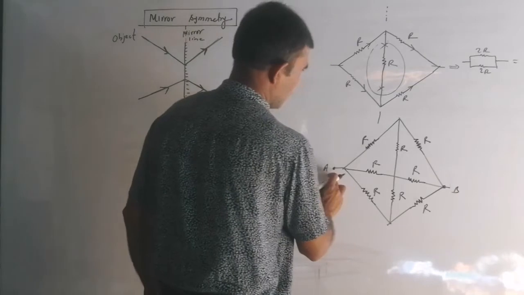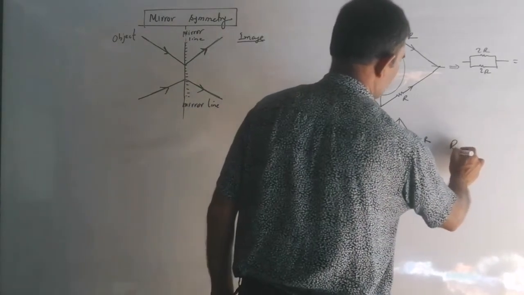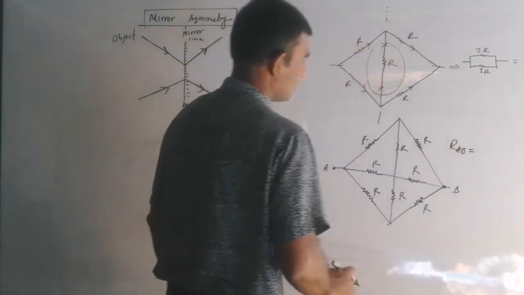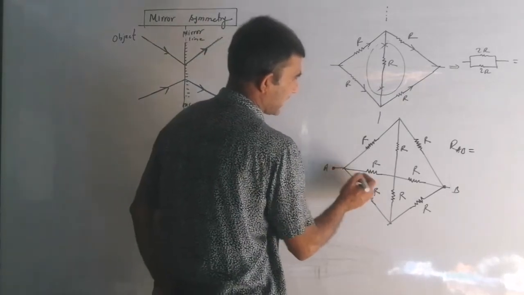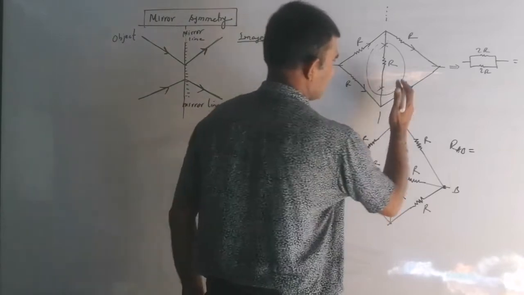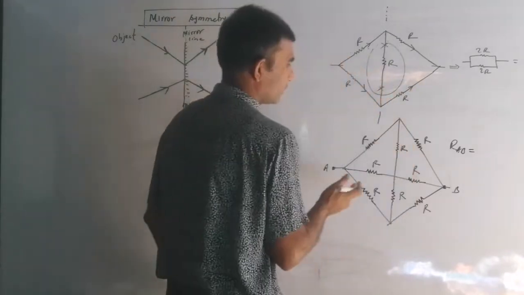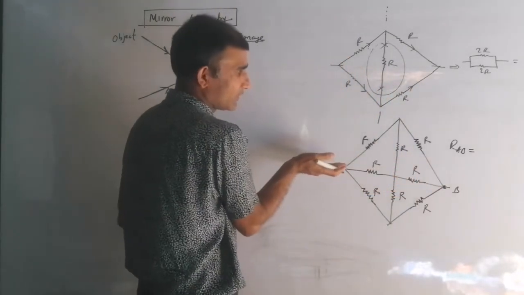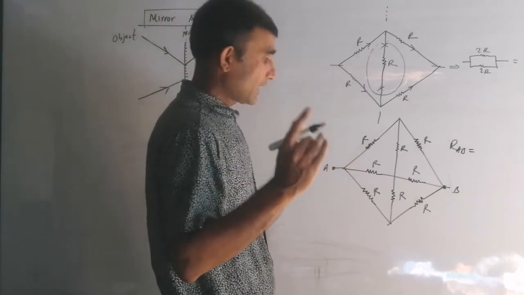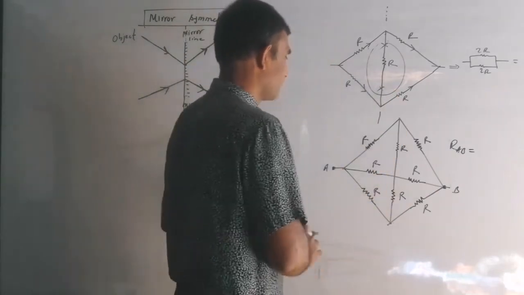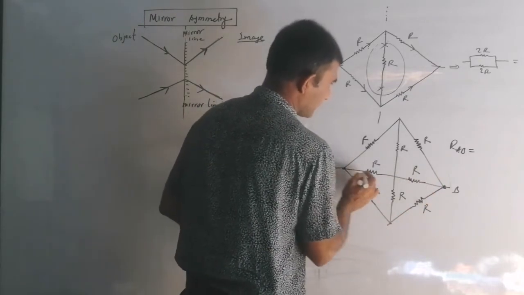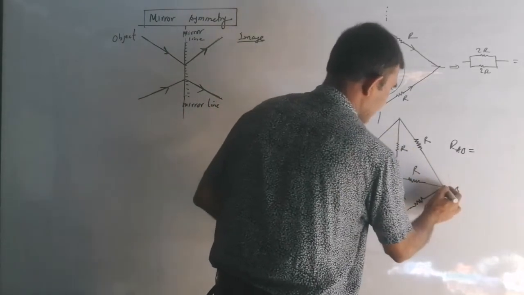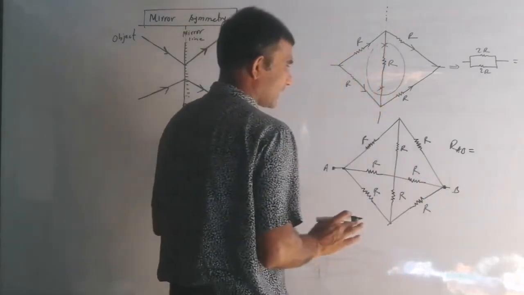Let's see here. Now we have to find the resistance from A to B. Here your points are A and B, and this is your mirror line. We can't take the mirror line along the terminal. We always take the mirror line perpendicular to the terminal from where we have to find the equivalent resistance. So this line cannot be the mirror line.